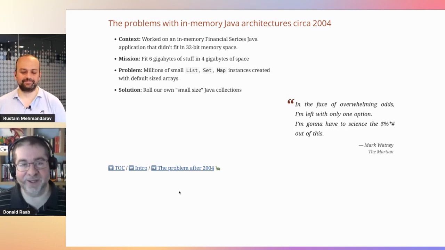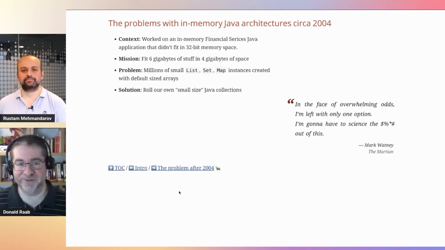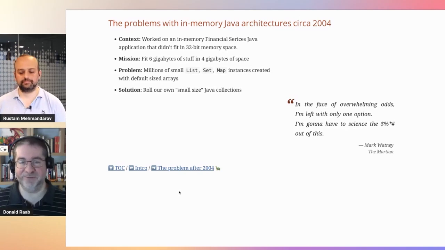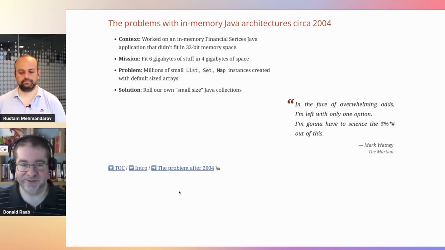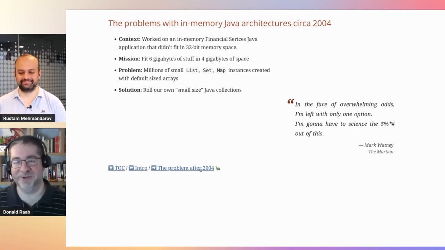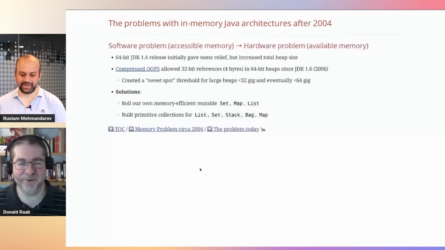Once I dug into looking at the problem, it turns out there were millions of small list, set, and map instances roaming around that were created with default sized arrays. And at the time, the solution we came up with was to roll our own small size Java collections. And I felt a bit, for those that know the movie The Martian, like Mark Watney, where he said, in the face of overwhelming odds, I'm left with only one option. I'm going to have to science the stuff out of this. So if you fast forward, what happened afterwards?